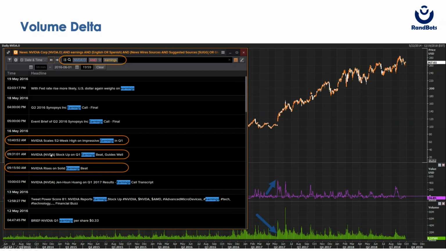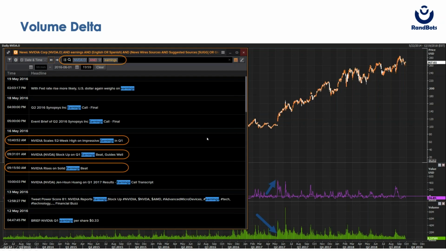At 10:31, another major news item read: beat earnings, right? And at 10:40, Nvidia hits the 52-week high. This is when I read the system. I got the trigger, okay, new high for Nvidia because of good earnings. And this is back in Q2 2016.